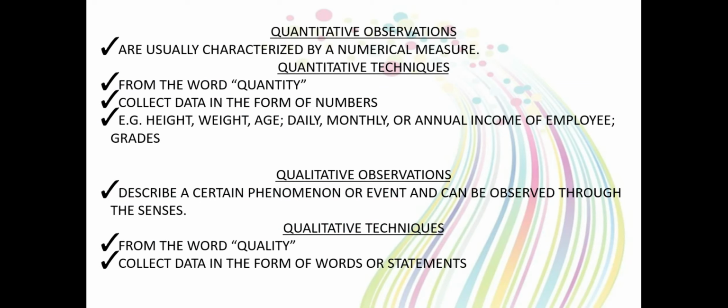Now, quantitative observations are characterized by numerical measure. Quantitative techniques include the following. From the word quantity, it's a collection of numbers, like, for example, the height, weight, age, and so on and so forth. Qualitative observations include phenomena or events that can be observed through our five senses. So the techniques that we use, from the word itself, quality, collect data in the form of words or statements of our respondents.